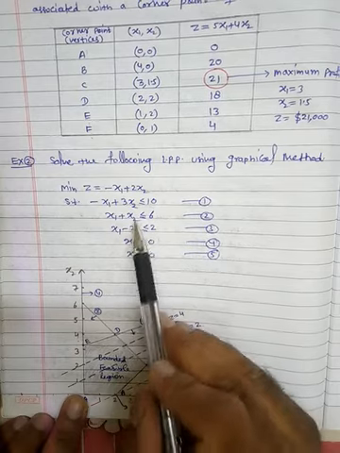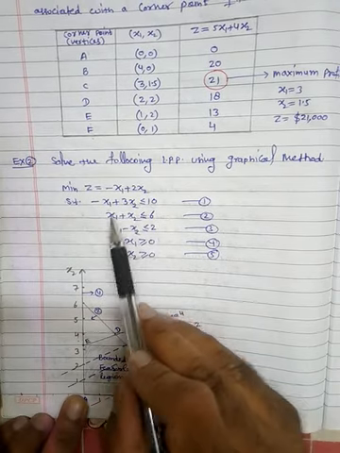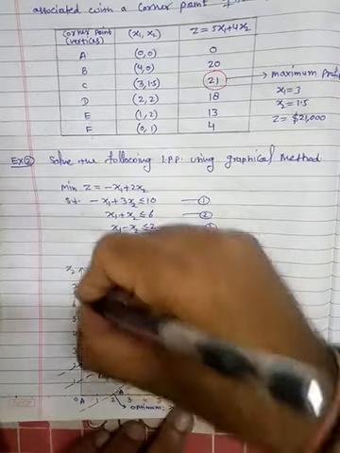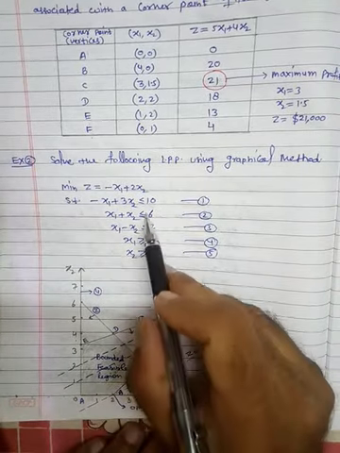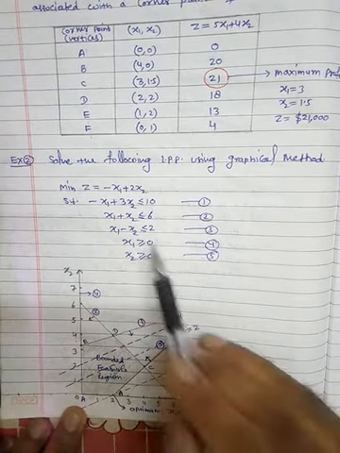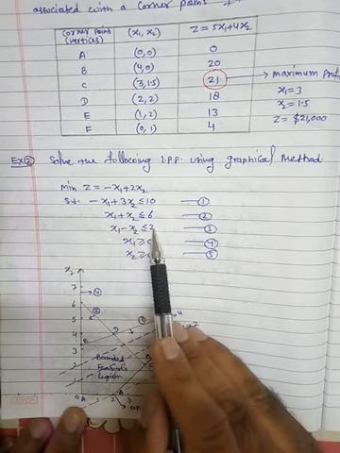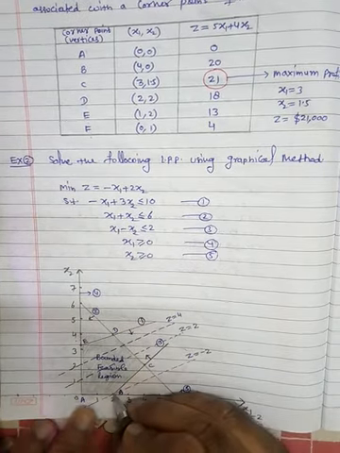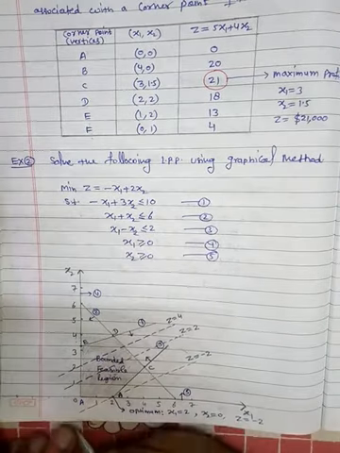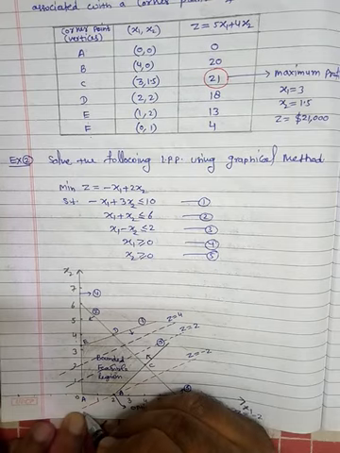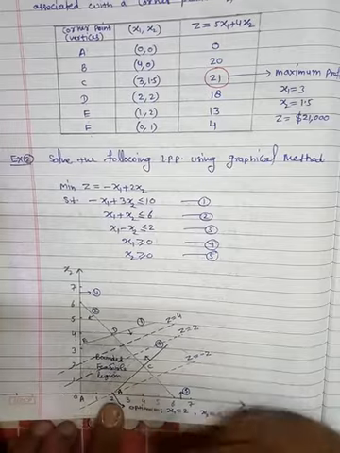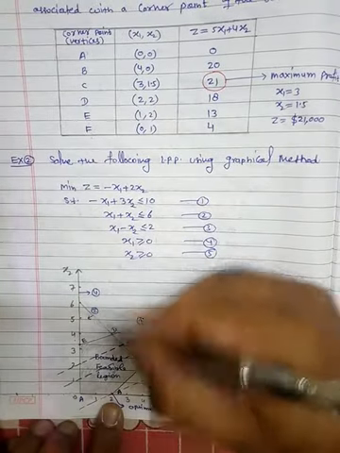Now the second constraint, put x2 to 0, we get x1 is 6. Similarly put x1 to 0, so we get x2 is 6. So join 6 and 6. This is our second constraint, and since this is the less than type, we have to consider this region. Now the third constraint, put x2 to 0, we get x1 is equal to 2. So x1 is equal to 2 is this point, and then put x1 equal to 0, x2 will be minus 2. So minus 2 will be somewhere here. When you join, we get the third constraint here, and the region is less than type, so we are getting this region.